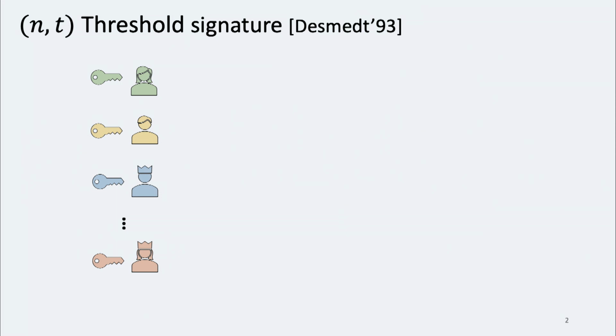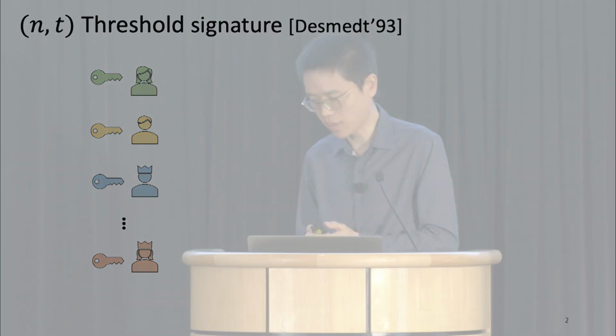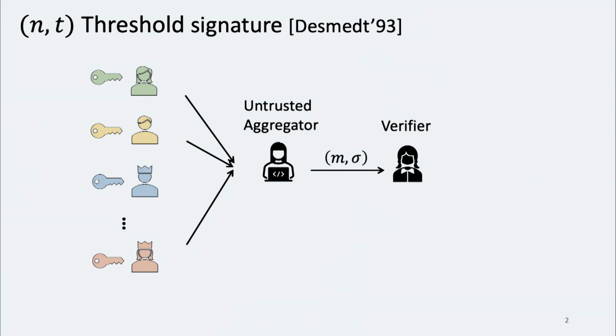The idea here is that we have a group of signers, let's say n signers. They want to sign the same message. Of course, we can have each of them sign and put all of their signatures in a list, and that would be a naive threshold signature, but we can do much better. There are schemes that allow these signers to each send what we call a partial signature to an untrusted aggregator, and the aggregator can combine these partial signatures together and produce one final signature that we call sigma here.